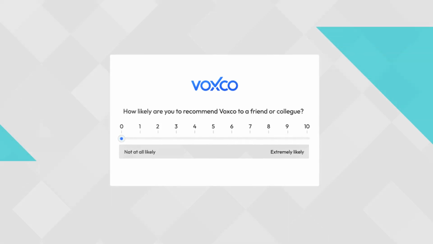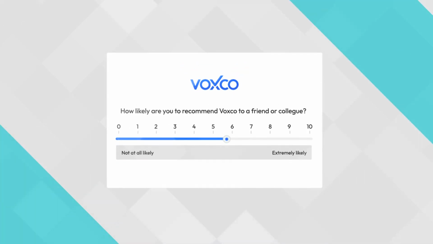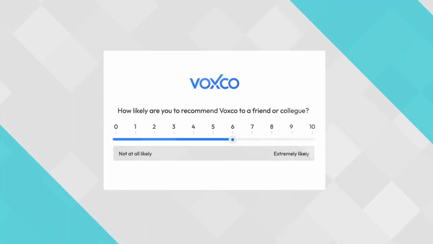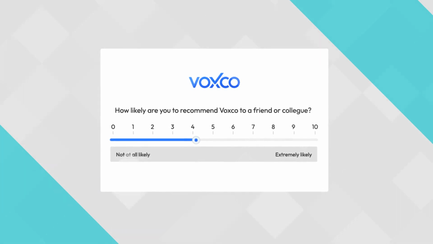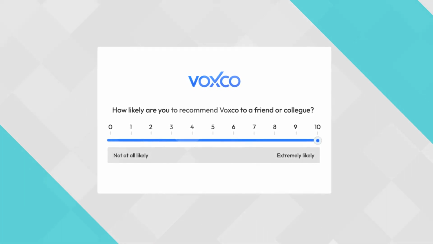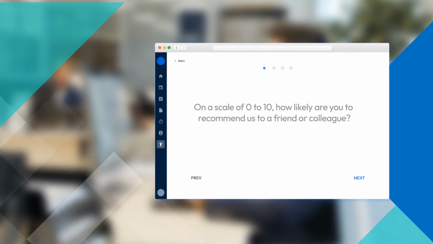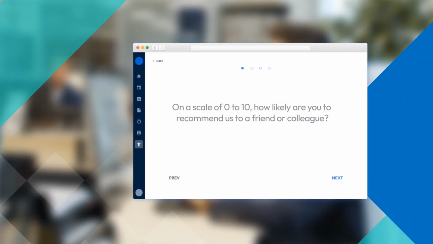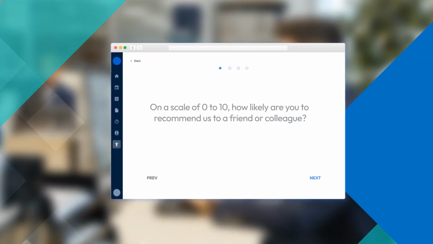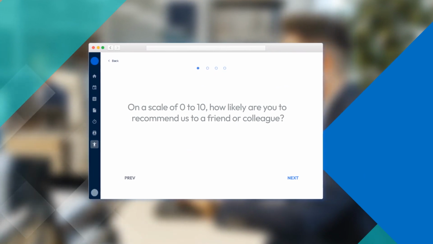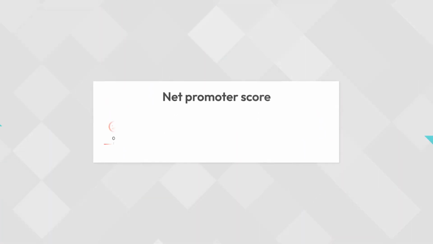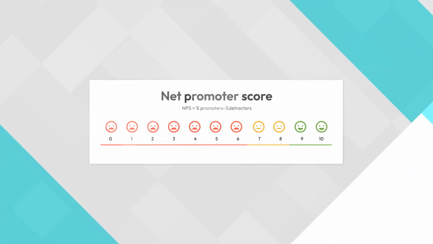NPS is a customer loyalty metric that measures how likely customers are to recommend a product, service, or brand to others on a scale from 0 to 10. The NPS calculation is based on one simple question: on a scale of 0 to 10, how likely are you to recommend us to a friend or colleague? The responses are divided into 3 categories.